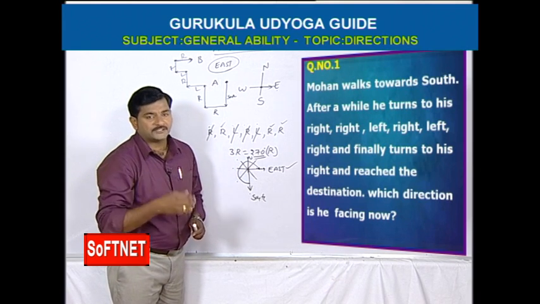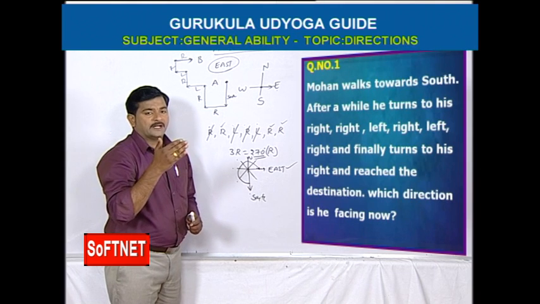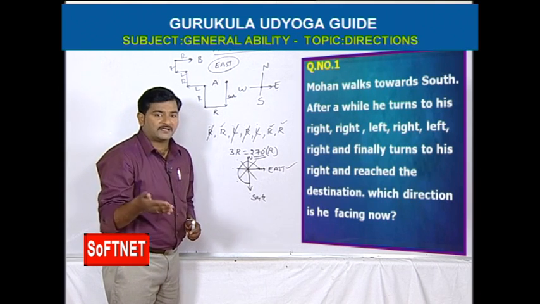There is another method, that is the shortcut method. What you have to do? You have to cancel one right with one left, or one left with one right.